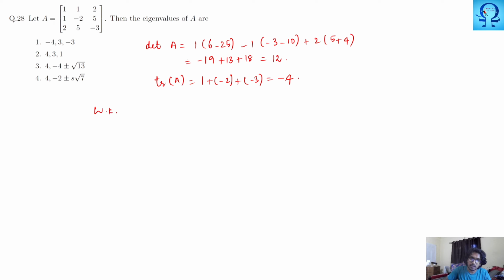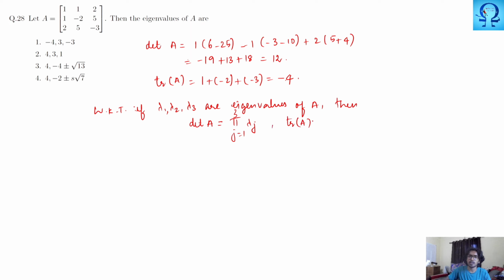We know that if lambda 1, lambda 2, lambda 3 are the eigenvalues of A, then the determinant of A is the product of the eigenvalues, and the trace of A is the sum of the eigenvalues.